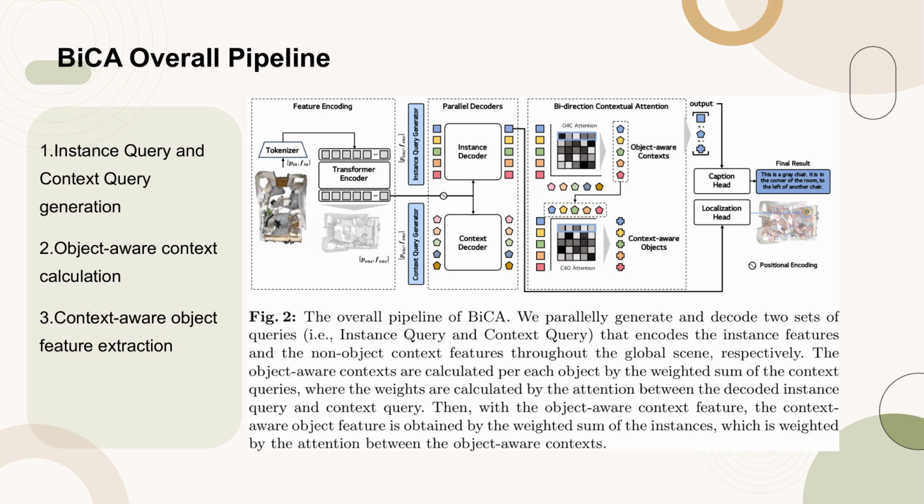Figure 2 illustrates the overall pipeline of BICA, which involves parallel generation and decoding of two sets of queries, instance query and context query. These queries encode instance features and non-object context features across the global scene. The object-aware contexts are determined by the weighted sum of context queries, with weights derived from the attention between decoded instance queries and context queries. Subsequently, the context-aware object feature is obtained through the weighted sum of instances, with weights based on the attention between object-aware contexts. This approach enables BICA to effectively capture and utilize contextual information for improved 3D dense captioning.